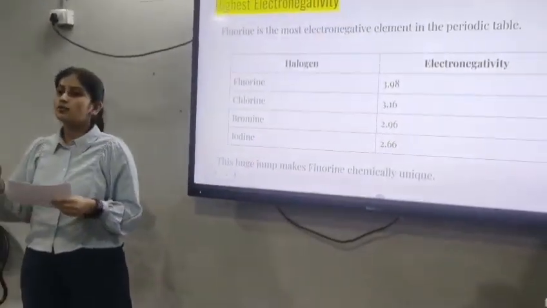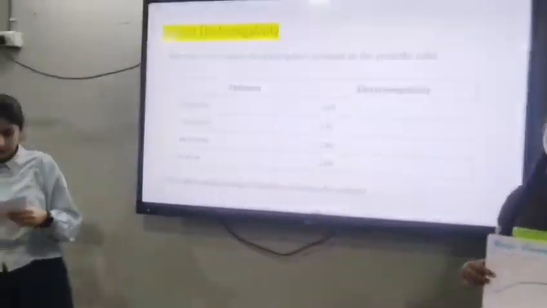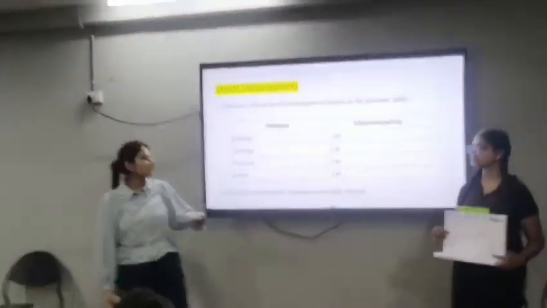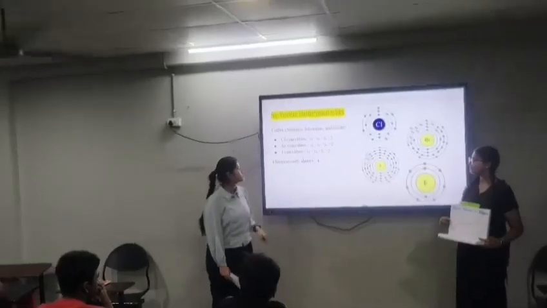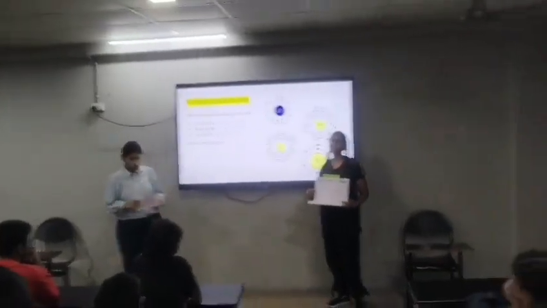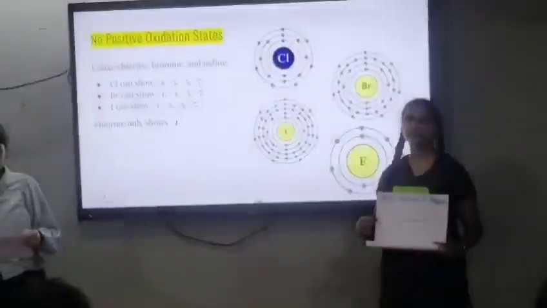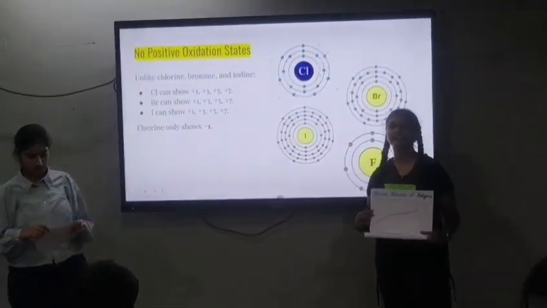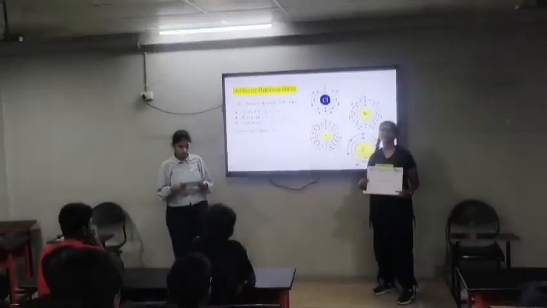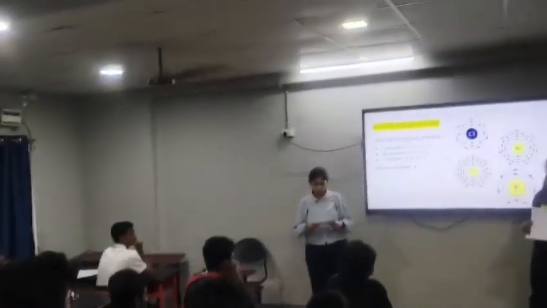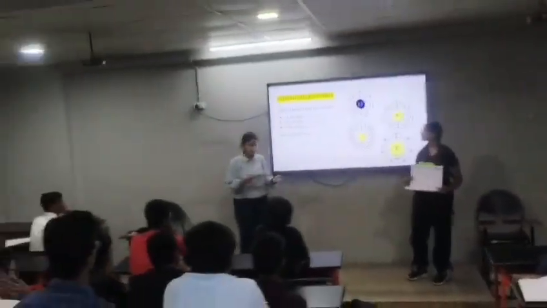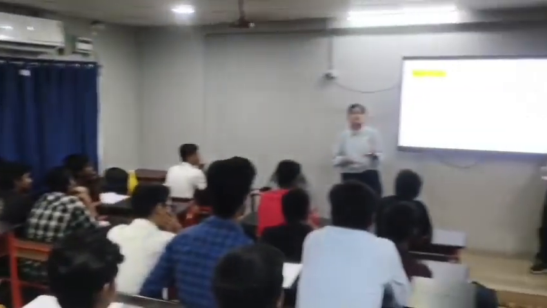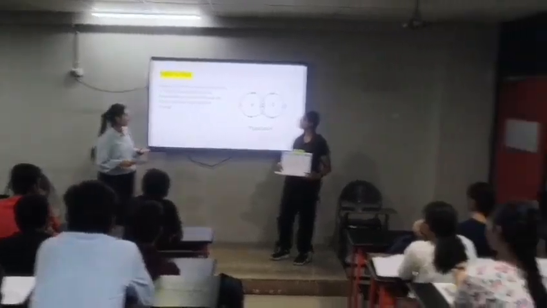Fluorine stands at almost 4 electronegativity. And this is what makes fluorine so chemically unique. Unlike chlorine, bromine and iodine, fluorine only shows -1 oxidation state. And also its extremely small atomic size contributes to its unusual behavior. And because of these unique properties, fluorine is much more reactive and it behaves differently from the other halogens.